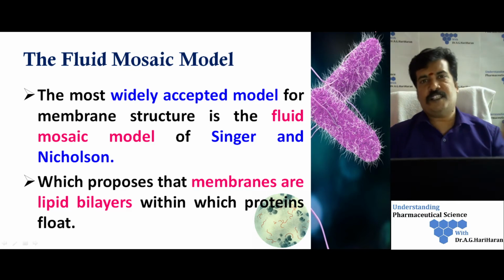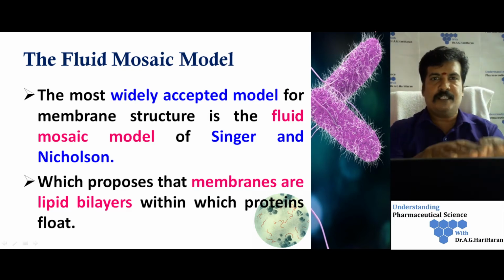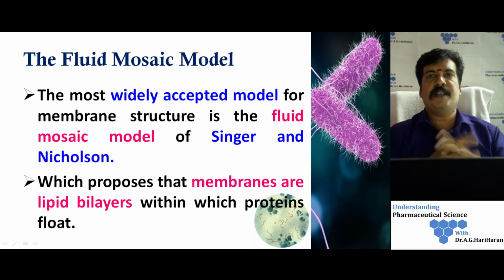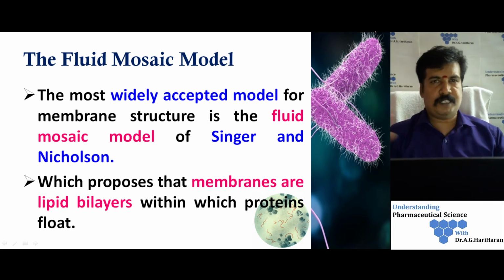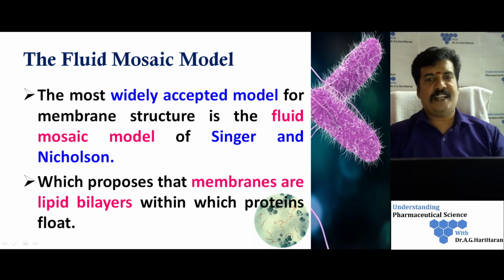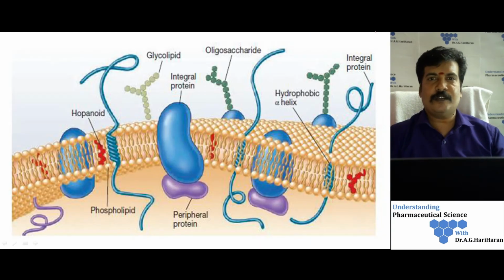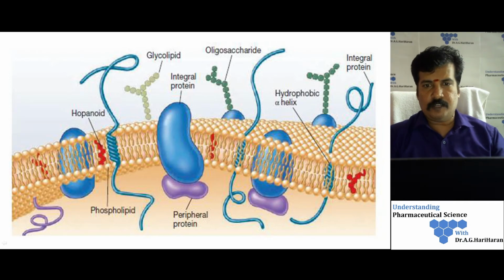This model says that the plasma membrane is basically made up of a lipid bilayer. A phospholipid bilayer membrane is present, and in between it carries certain protein molecules. You can see this from the picture. This yellow colored layer is the phospholipid bilayer, which is spread throughout the area.